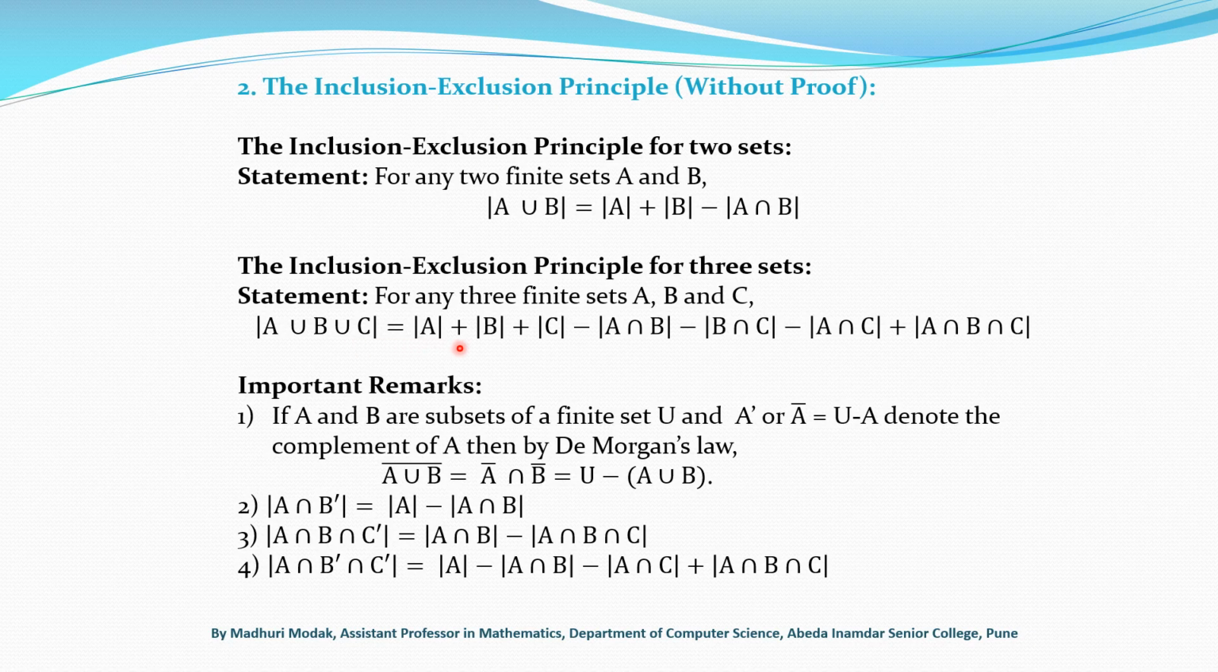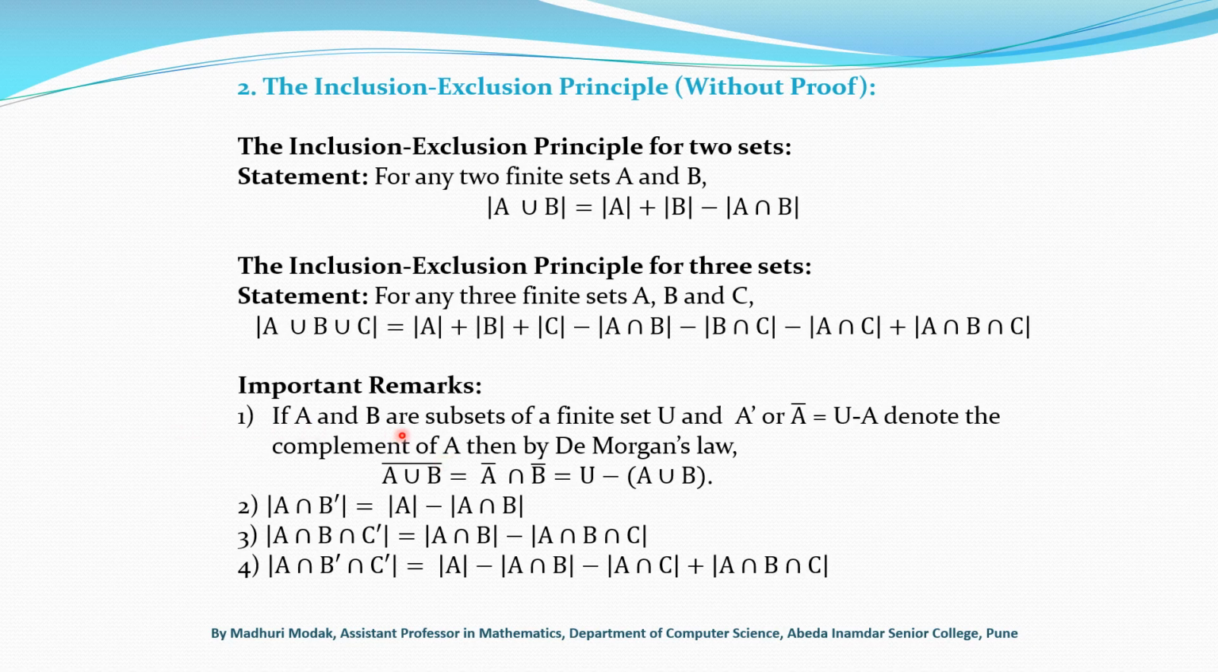That means number of elements in A union B union C is equal to addition of cardinalities of individual sets minus intersection of all possible pairs and plus intersection of all the three sets together. So it is alternately plus, minus and again plus. Now these are the statements for two sets and three sets.